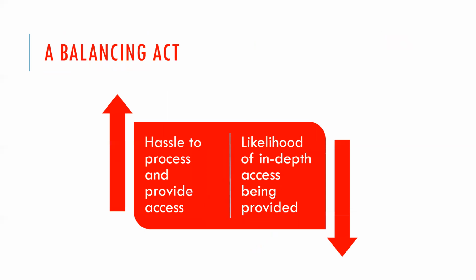So when it comes to online access, as with so many things that archives have to deal with, it's really a balancing act. And the greater the hassle to process records and provide access to them, the less likelihood of in-depth access being provided. So again, if records are in a format that is really difficult for archivists to work with, then it's less likely that they're going to end up in an online repository in the future.